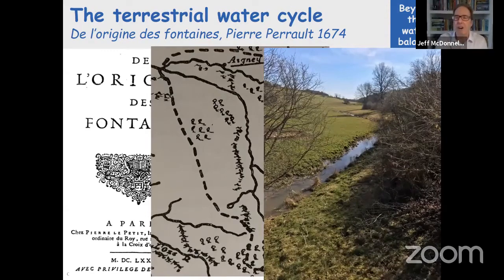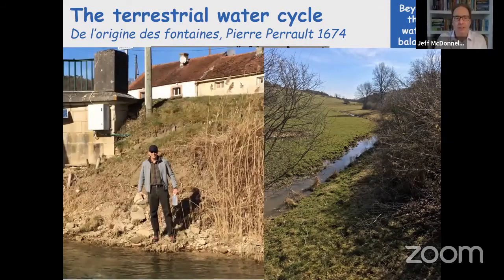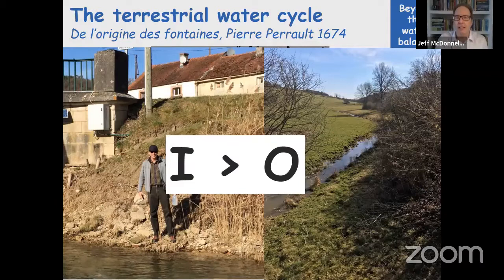It's lovely farmland, and it's a very small stream channel. But importantly, what he showed for the first time with measurements, and here's me taking a stream sample. We're doing some tritium analysis of these same waters for reasons that will be more obvious at the end of the talk. The important thing from Perrault's work was that for the first time he showed with measurements that input was more than output in terms of precipitation. There was more precipitation than stream flow on an annual basis.